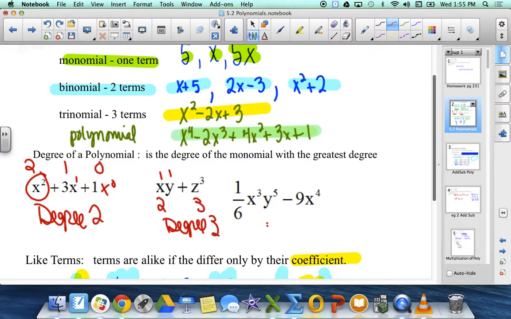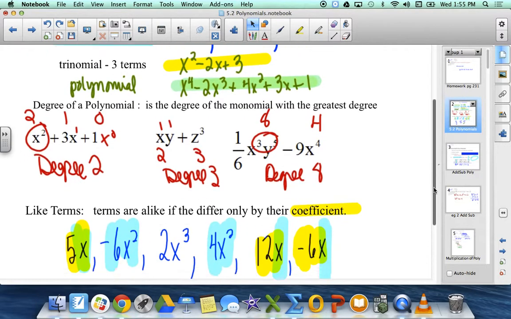So what would be the degree of the last one? It would be 8. So it is a degree 8. Because the degree of the monomial is the sum of these two. So it is 8, and the degree of this is 4, so the greatest would be 8.